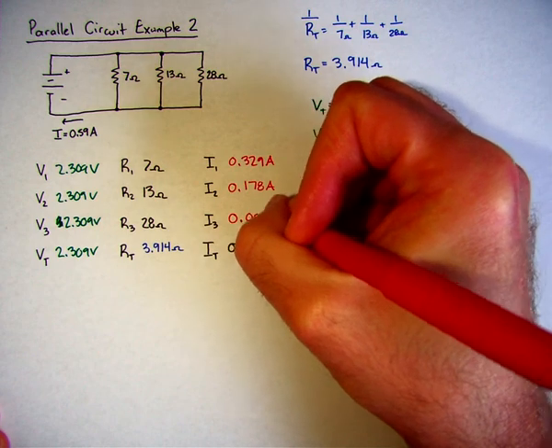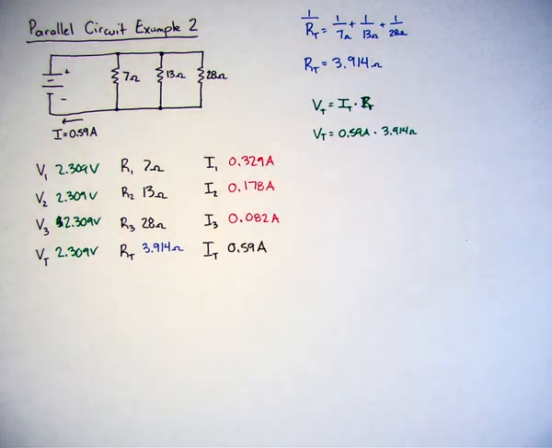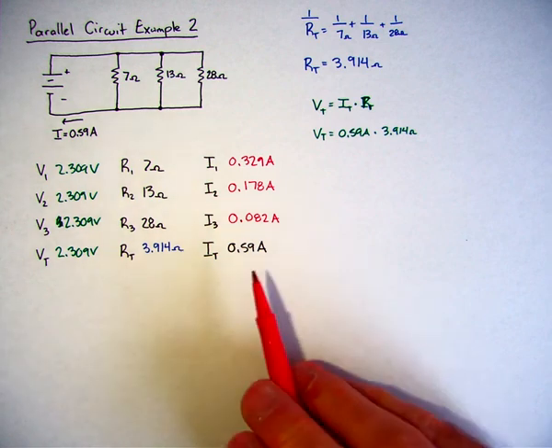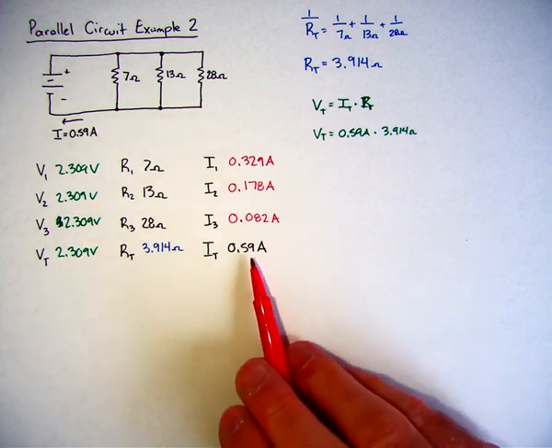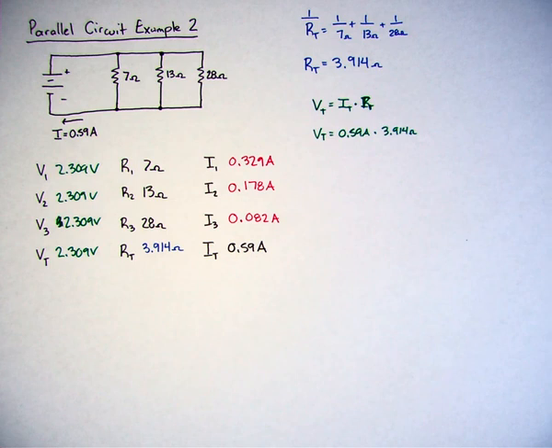And then I'm just going to double check. So 0.329 plus 0.178 plus 0.082 is 0.589. So because of rounding, it's off ever so slightly, but it's very close to the total current. So again, just like in the previous example, it's really important that you double check your values once you get them to make sure that everything falls into place.